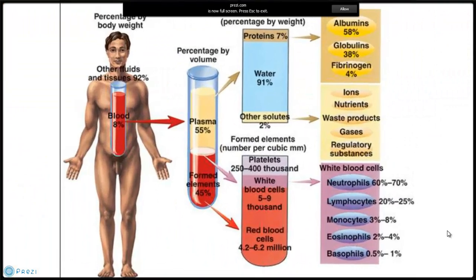And this picture is just a breakdown of the blood components and their makeup.